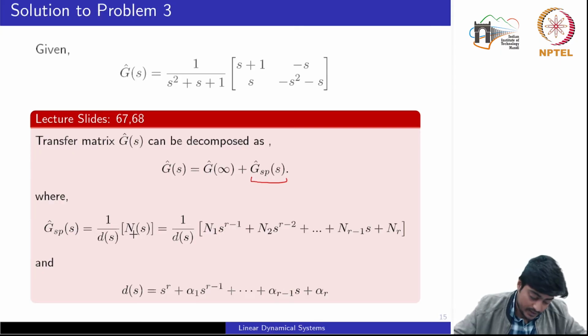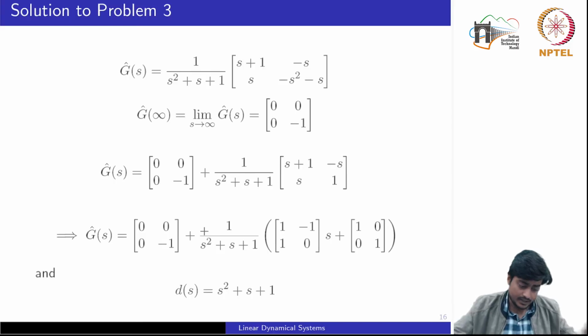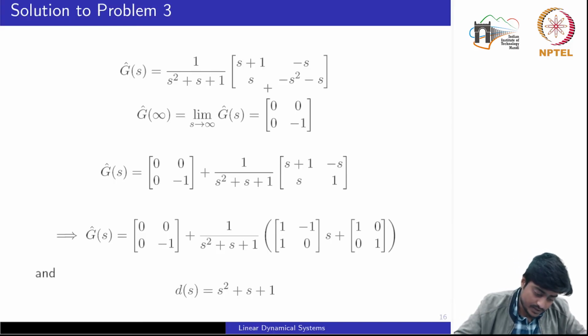Once we have this matrix N of s, we represent it again as a summation of constant matrices multiplied by powers of s. We'll see in detail how we can obtain these matrices. So g hat of s is given to us as this one. For the first part, what happens when s tends to infinity, we can compute, and it is given by 0 0 0 minus 1.